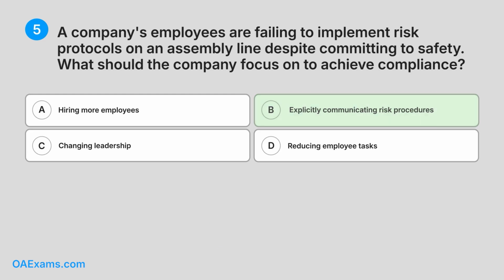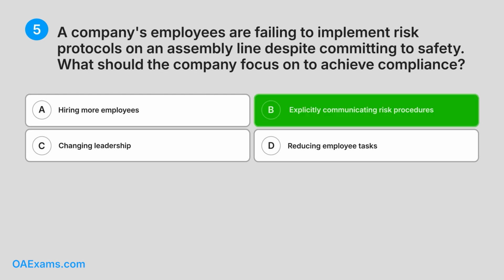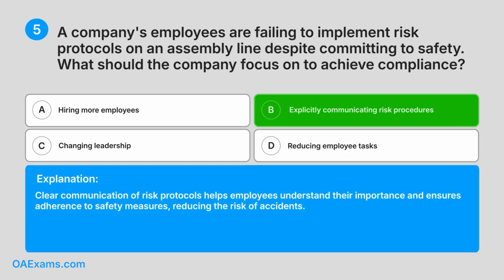Correct answer. B. Explicitly communicating risk procedures. Explanation. Clear communication of risk protocols helps employees understand their importance and ensures adherence to safety measures, reducing the risk of accidents.